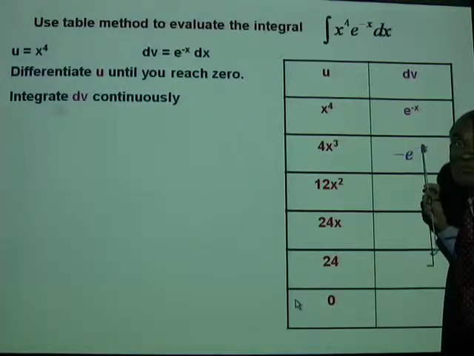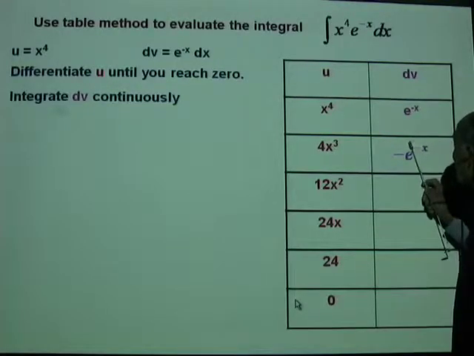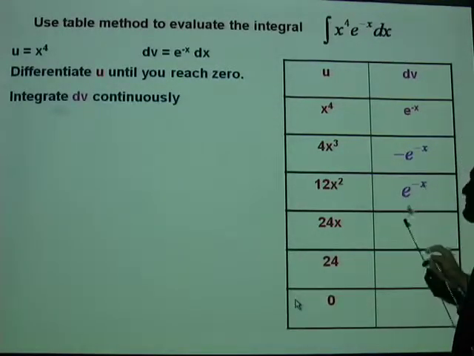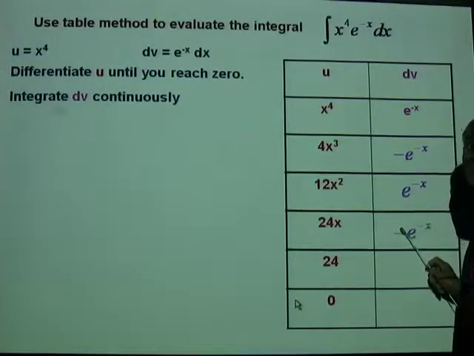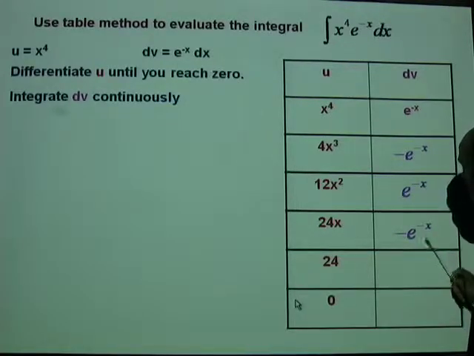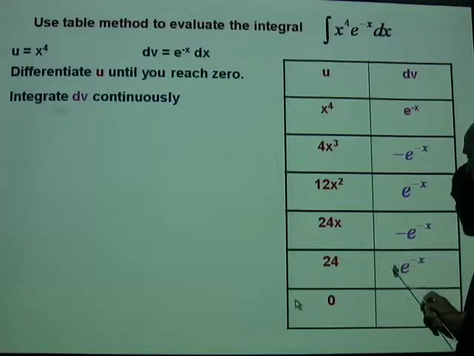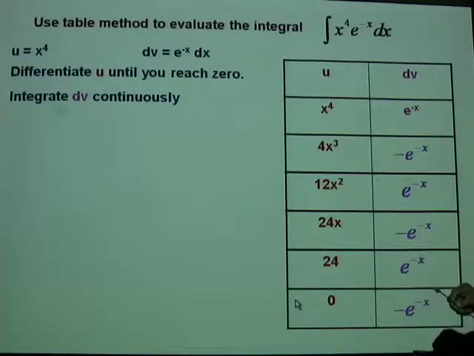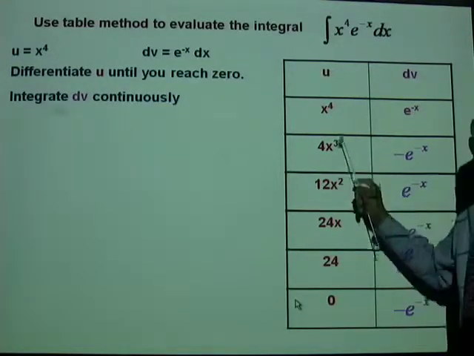Now remember, integrating will produce a negative, and that negative and this negative will make it positive. So integral of this will give you positive e to the power of negative x. And integrating this will give you negative e to the power of negative x. And integrating that will give you positive e to the power of negative x. So how beautifully it rolls over. And finally, the integral of e to the power of negative x is negative e to the power of negative x. We have now done the integration and the differentiation.